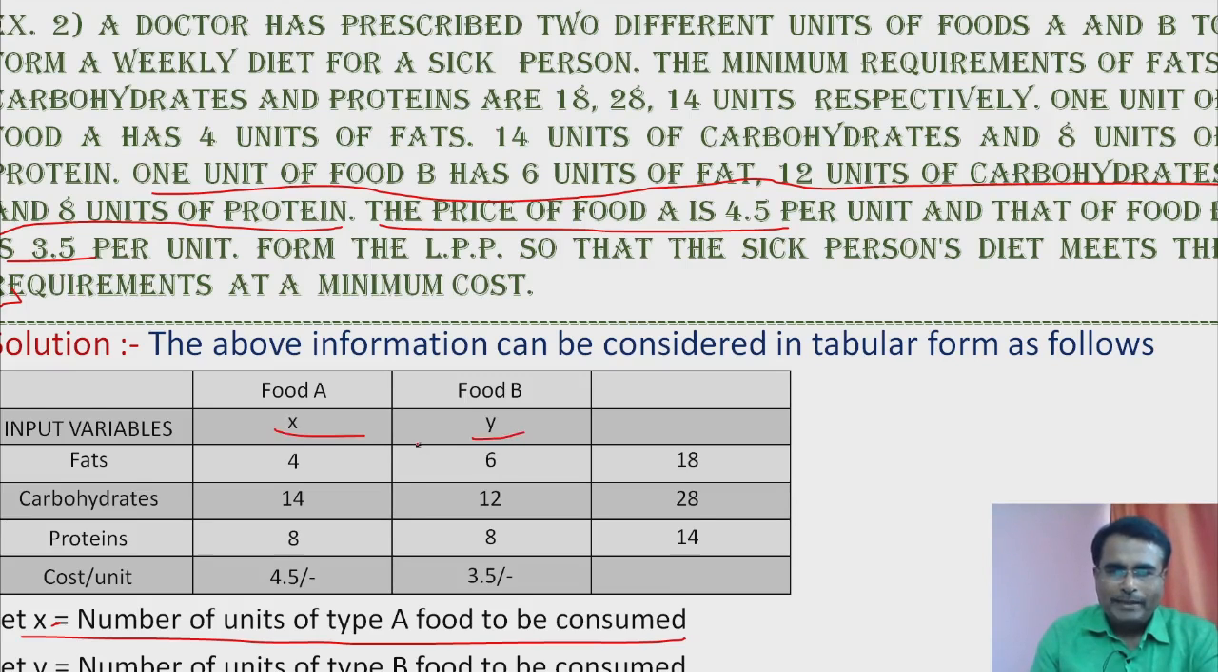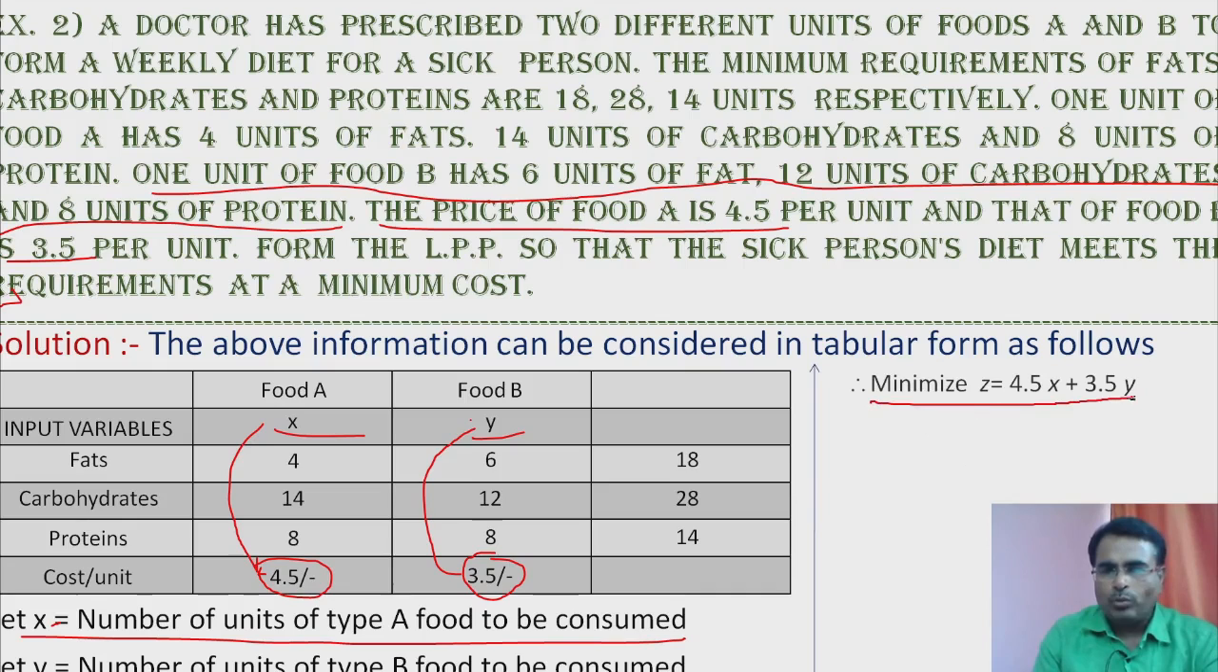Now it is clear that the cost is 4.5 for 1 unit. Therefore, for x units, the cost is 4.5x. Similarly, for food B, the cost of 1 unit is 3.5. Therefore, for y units of food B, the cost is 3.5y. And we know that cost is always supposed to be minimized. That's why your objective function becomes minimization of the cost, that is, minimize z equal to 4.5x plus 3.5y.